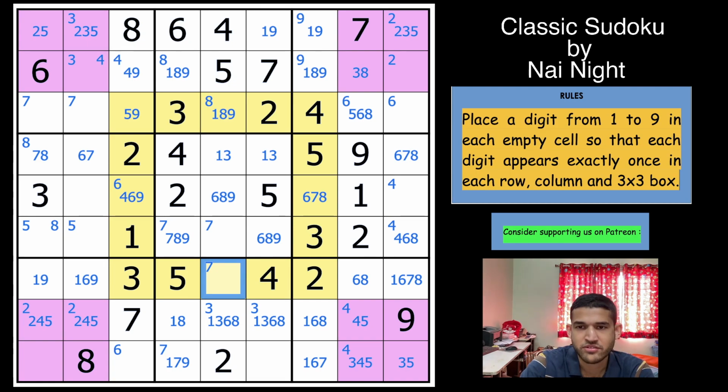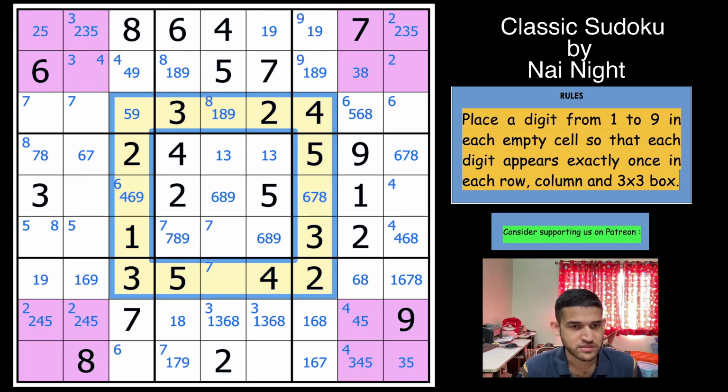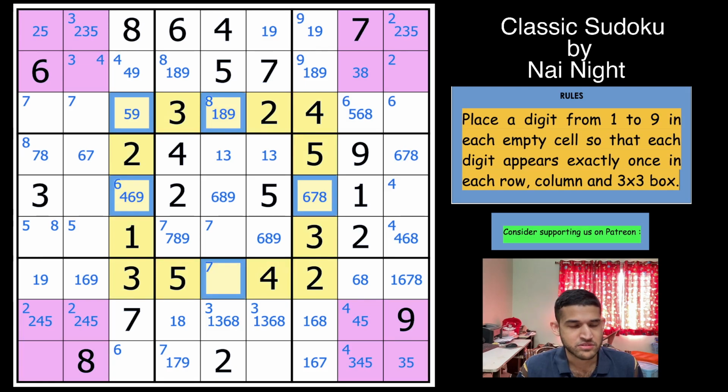Since this video is already 26 minutes long, I'm just going ahead with the fact that the yellows are equal to the pinks. So you can see that there are exactly 4 digits here, 6, 7, 8 and 9, which is not in this ring. And there are 5 cells left out here. So we can make use of that. Let's see. How do we make use of this?